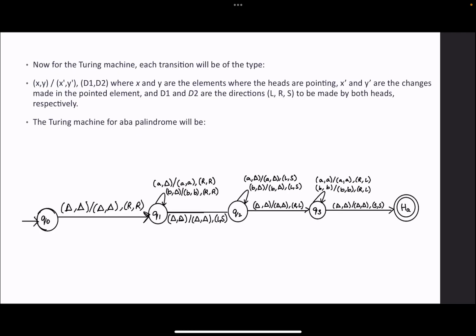I have to explain how a transition function works over here. So as you can see, x, y, x dash, y dash, d1 and d2 are a few elements that go into the transition function. So please don't get scared looking at them. X, Y are basically the inputs that are read by the heads of the first and the second tape, respectively. X dash and Y dash are the outputs written by the heads for the first and second tape, respectively. And D1, D2 are the directions which are performed by the heads on the first and second tape, respectively. D1 and D2 are directions. These can be left, right, or stationary. Just keep that in mind.